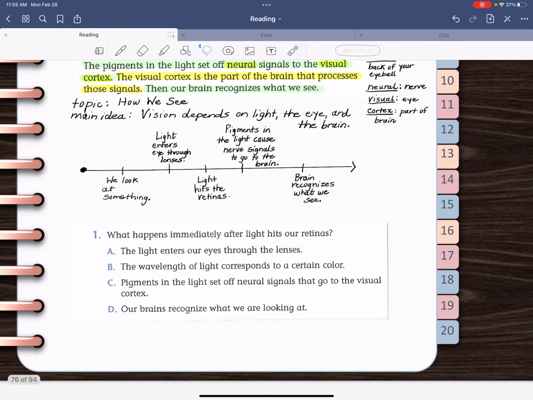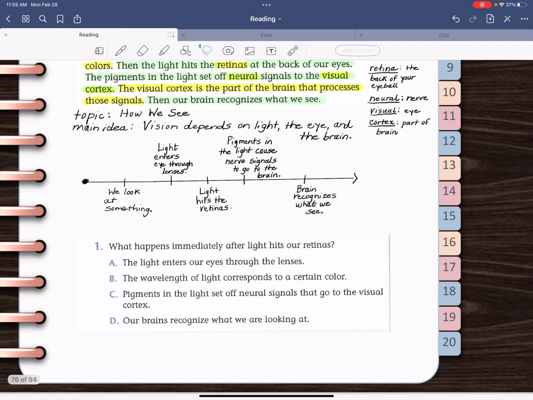So let's see about this question. Now, I know they already tell us the answer, but let's look at it before we look at the answer. What happens immediately after light hits our retinas? So here is the point where light hits our retinas. What happens immediately after that? Light enters our eyes through the lenses. No, that was over here. That was before the retina.